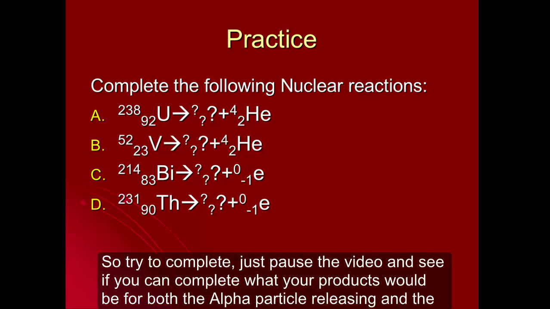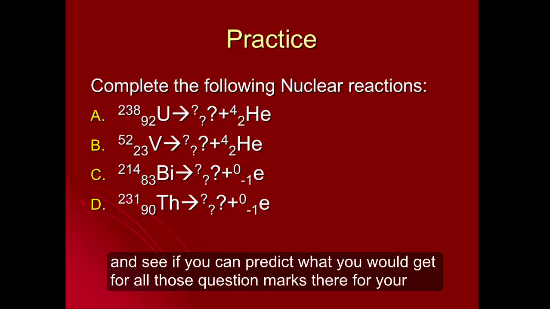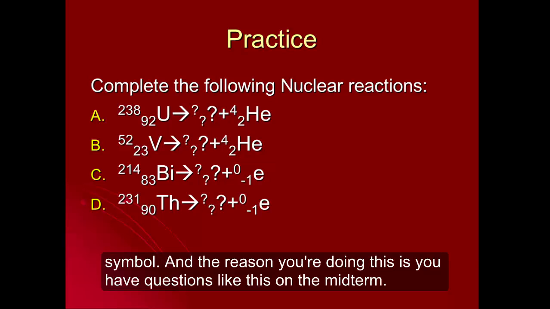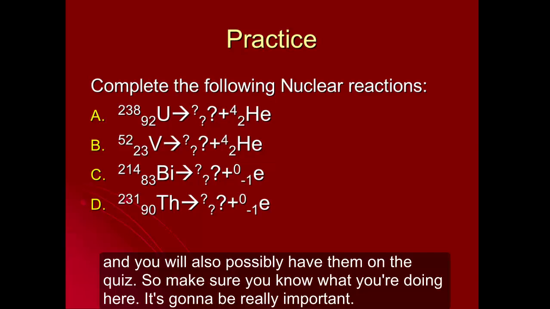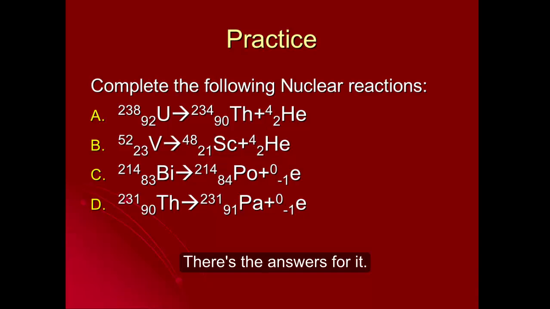So try to complete, just pause the video and see if you can complete what your products would be for both the alpha particle releasing and the beta particle releasing. Make sure you have your periodic table on hand. You'll need it to find the symbols. And see if you can predict what you would get for all those question marks there for your symbol. And the reason you're doing this is you'll have questions like this on the midterm, and you will also possibly have them on the quiz. So making sure you know what you're doing here is going to be really important. There's the answers for it.